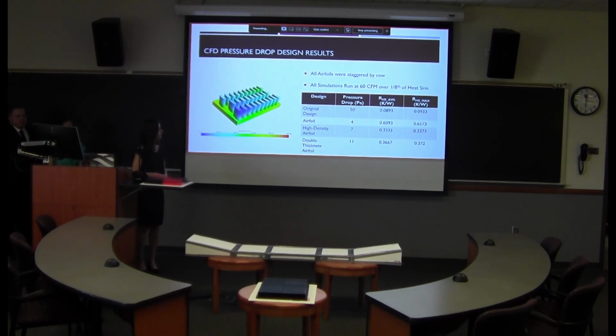As you can see from these results, all of them were staggered as that produced the best pressure drop and thermal performance. And again, all of these were run at 60 CFM over an 850 heat sink in order to compare it to our original design. These results rendered the original, or the normal airfoil with normal spacing, a pressure drop of 4 pascals, while the high density airfoil produced a pressure drop of 7 pascals, and the double thickness produced one of 11 pascals.